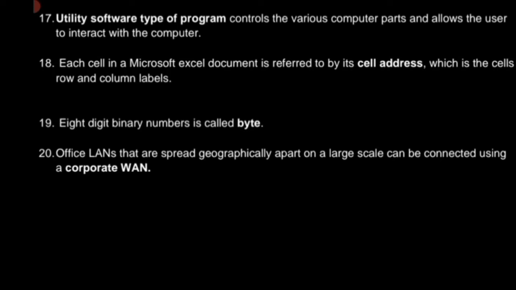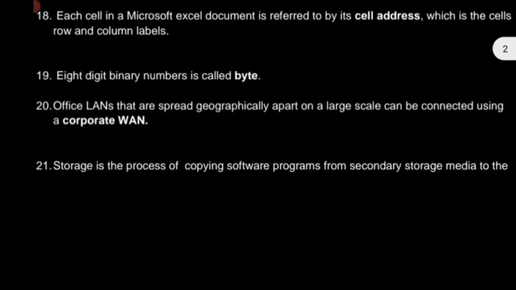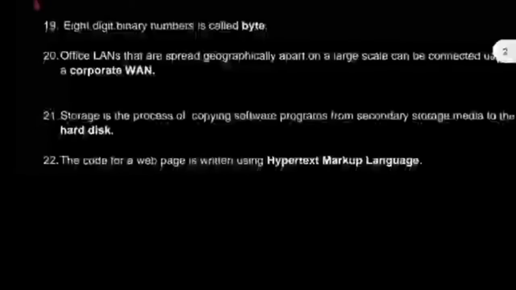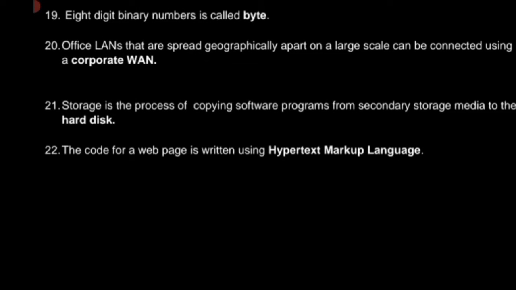17 point is system software type of program controls the various computer parts and allows the user to interact with the computer. 18 point is each cell in a Microsoft Excel document is referred to by its cell address, which is the cell's row and column labels. 19 point is 8-digit binary numbers is called a byte.